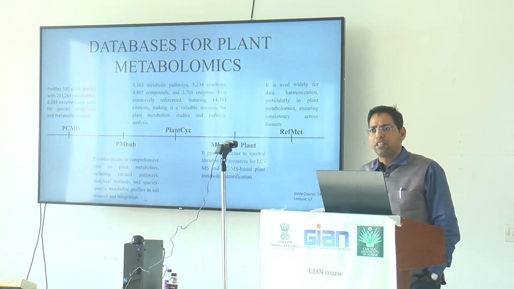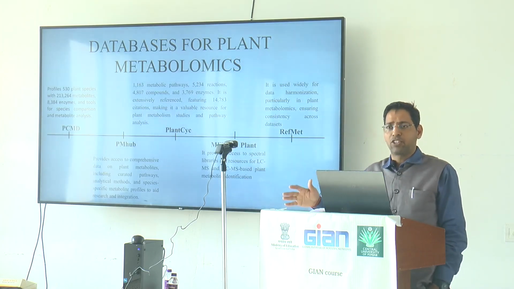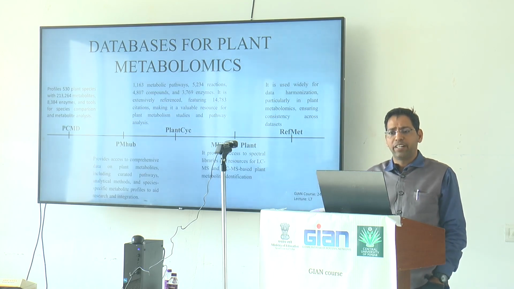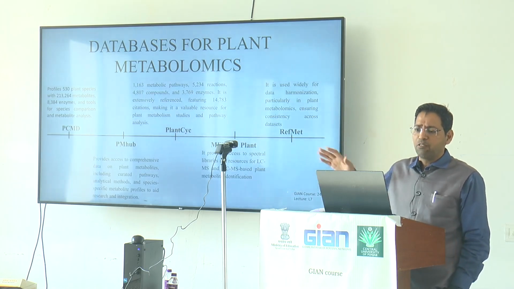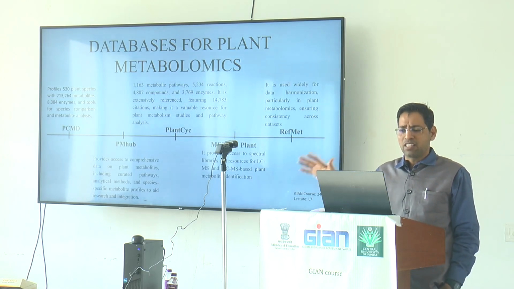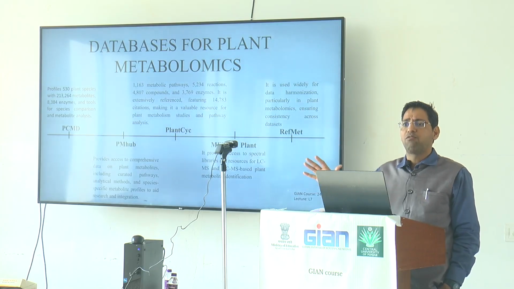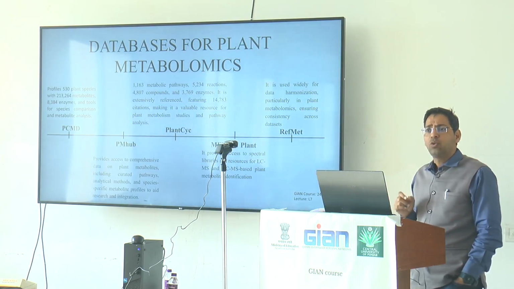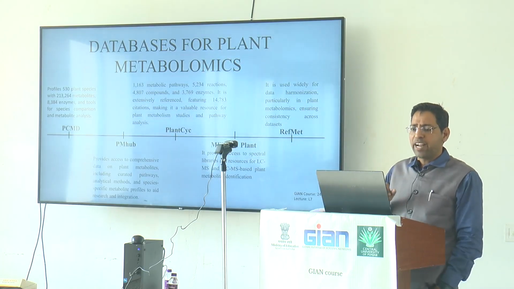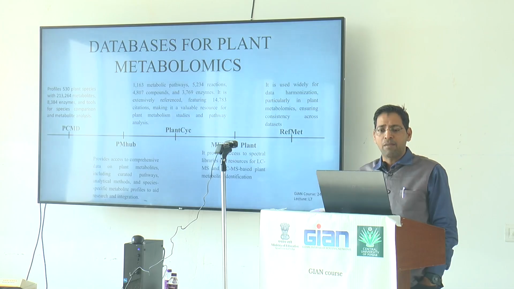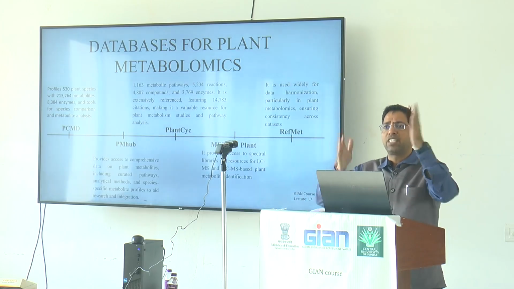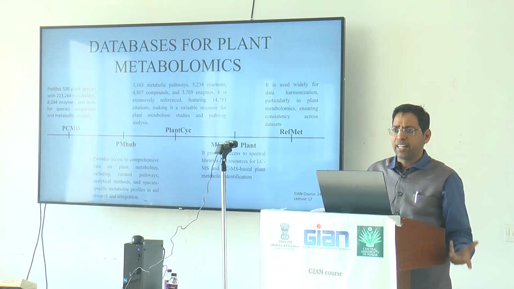Now I am coming to the plant metabolomics databases. You actually need them finally to validate your data. Profiling PCMD was the first one, which profiled 530 plant species with 2,13,264 metabolites from the 8,000 enzymes, and the tool is basically used for species comparison and metabolite analysis.